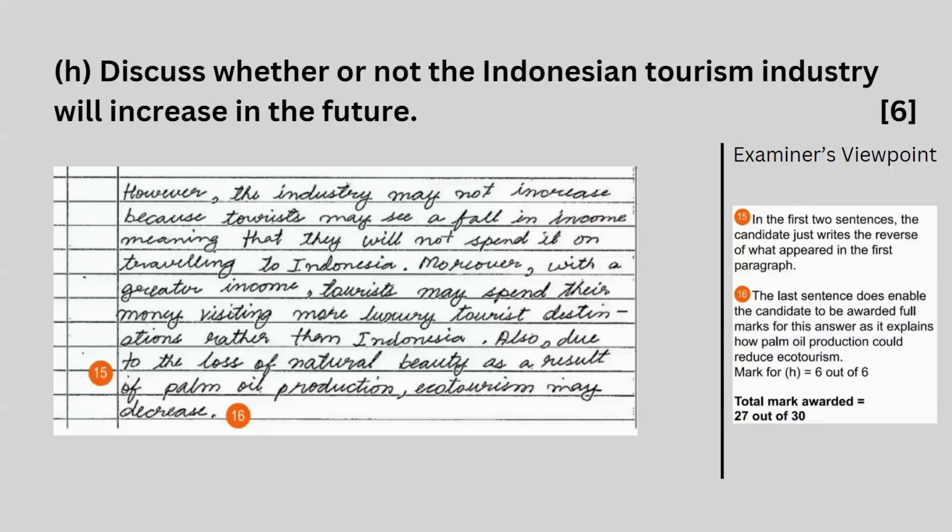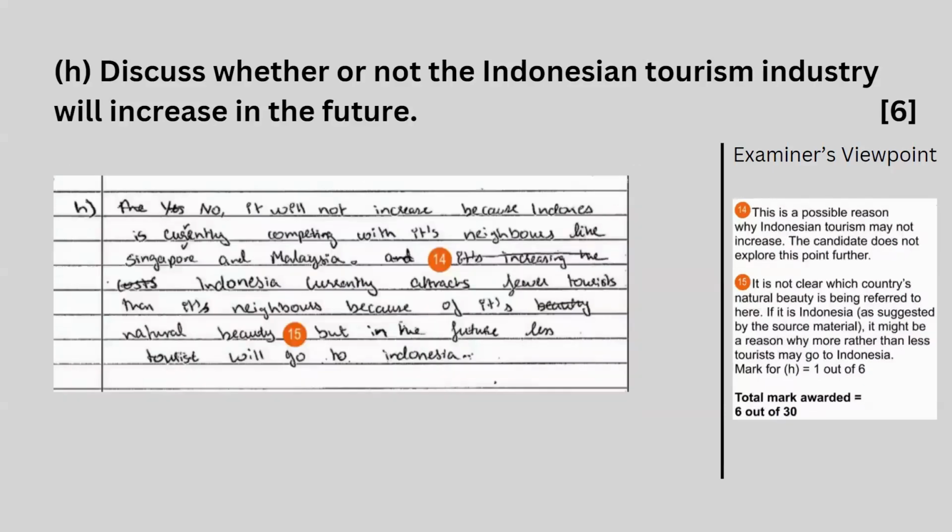Let's see how the low scoring candidate has done. They have just got 1 out of 6. Let's see the reasons. This is a possible reason why Indonesian tourism may not increase. The candidate does not answer this point further. Again, there's just identification given, there's no explanation of the point.